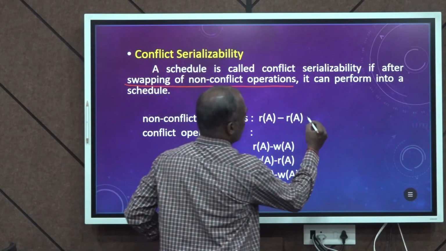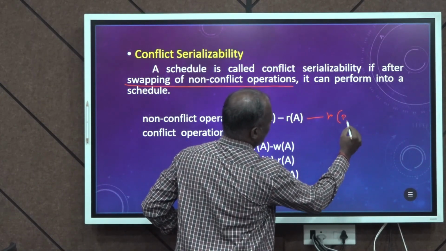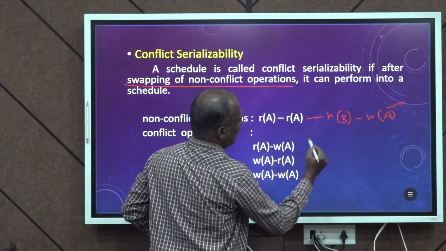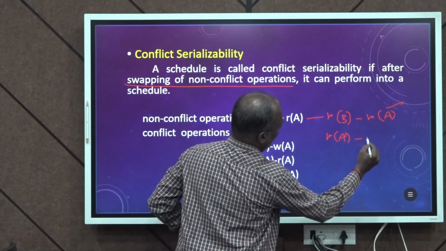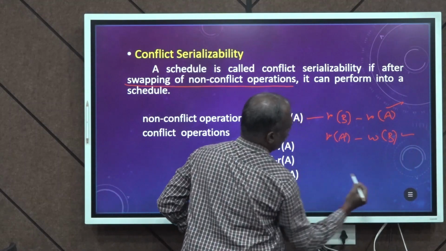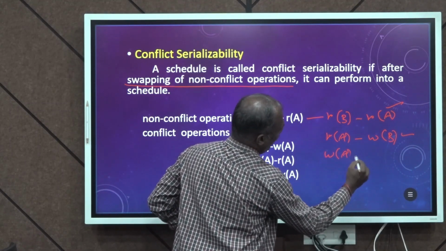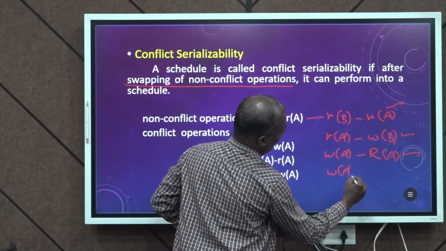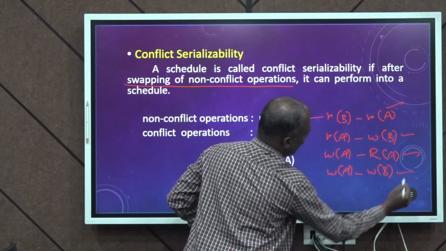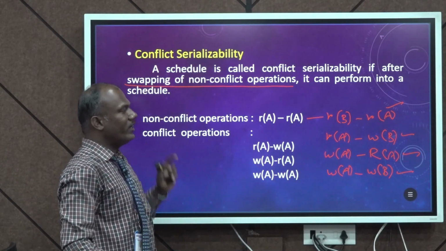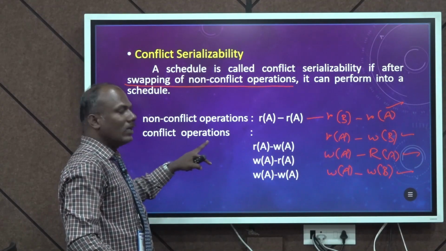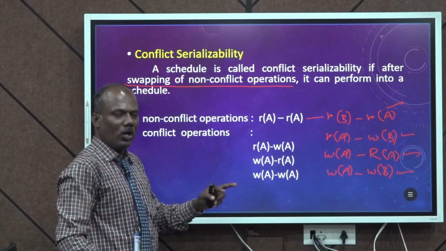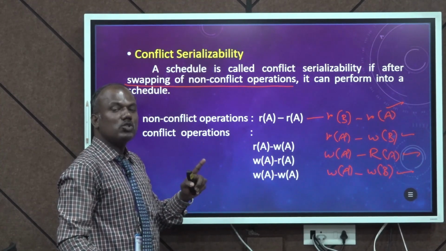At the same time, R of B and R of A is also possible, and R of A, W of B is also true. W of A and R of A, this is also true. W of A and W of B. These combinations are non-conflict operations. But conflict operations are only on the same data item, and one write operation should be involved.